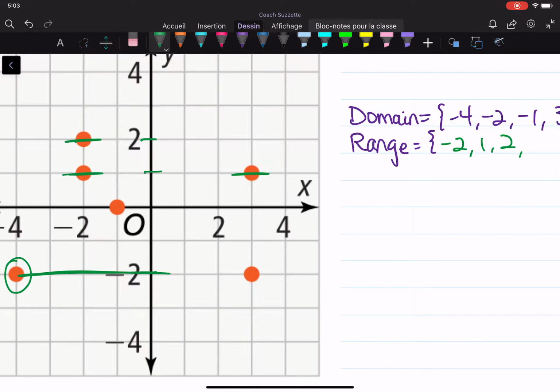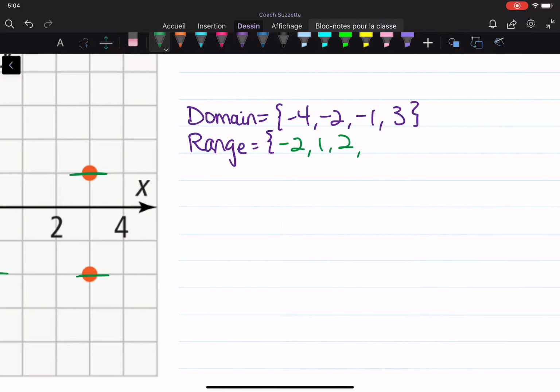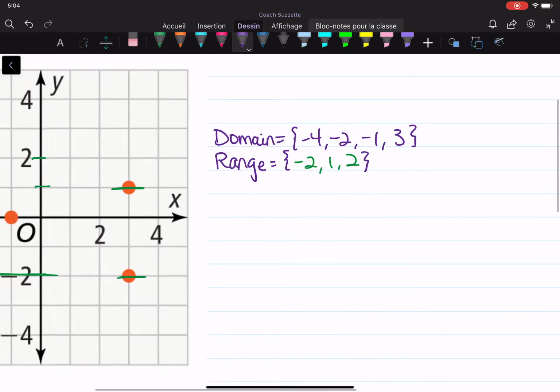Here, well, we already have 1. And here we already have -2. So, let me close my curly brace. That's our domain and range.